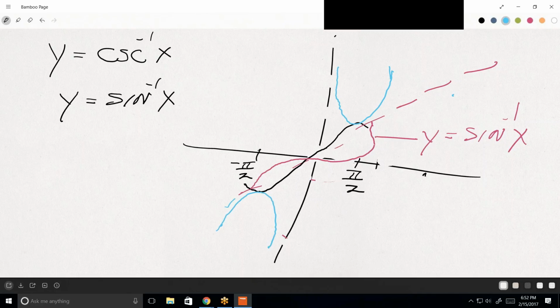Okay, only I'm going to restrict it to minus pi over 2 to pi over 2. Right, so it passes the horizontal line test too. Well, right, that's one-to-one. So let's take the sine curve I drew out of there.